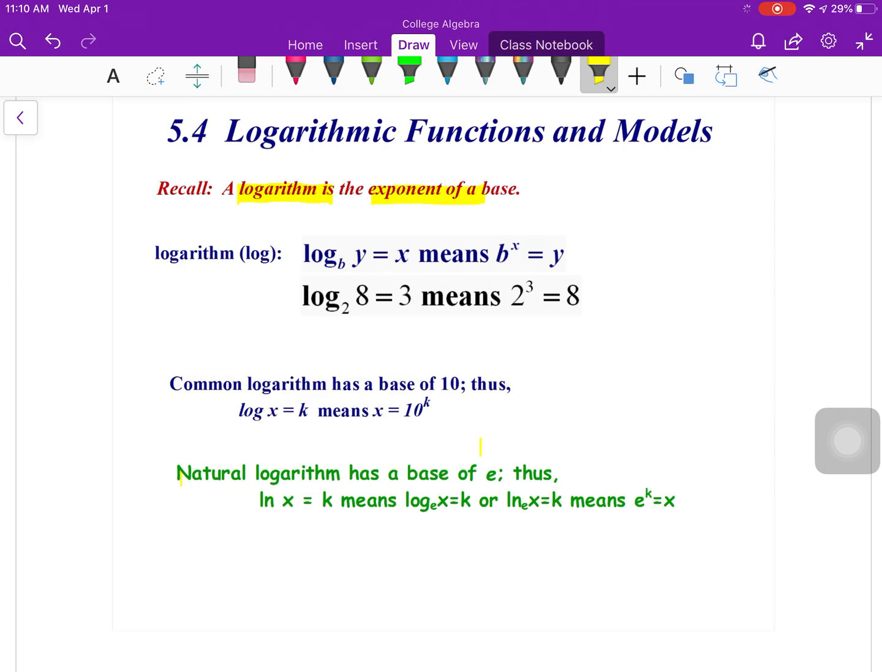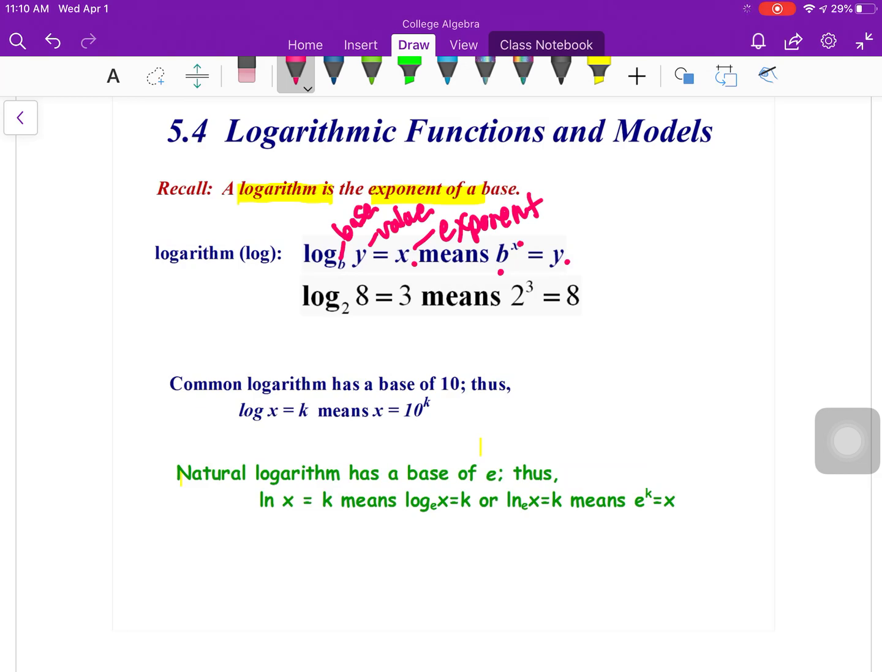So by definition, it is log base b of y equals x, where b is your base, y is your value, and x is your exponent. So if I take this log, I can rewrite it in exponential form. My base was b to the exponent x equals y. So it is b to the x equals y.